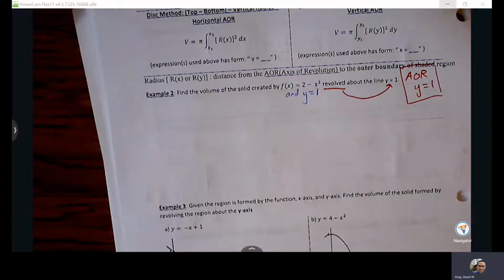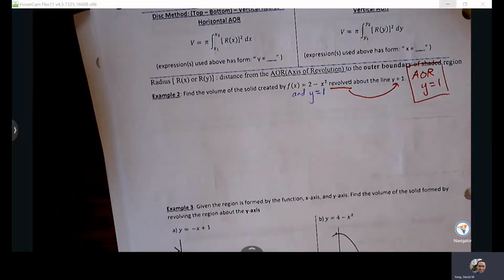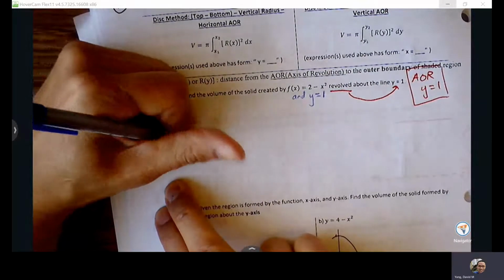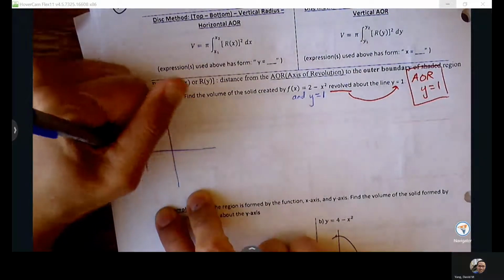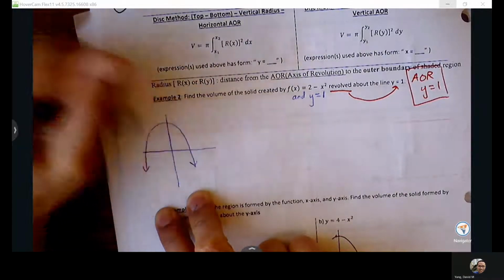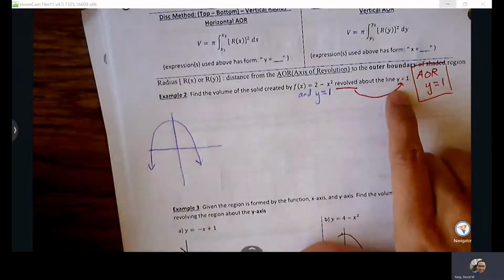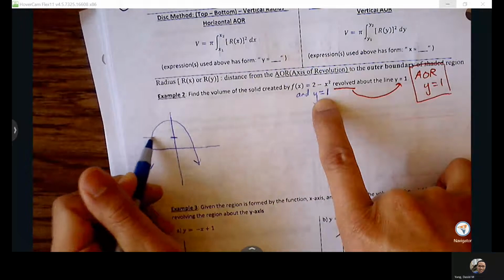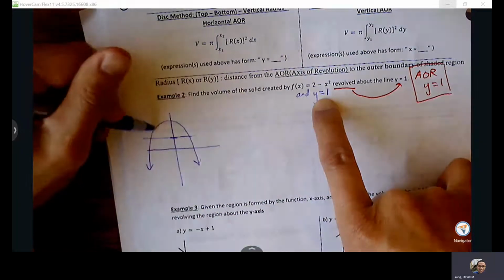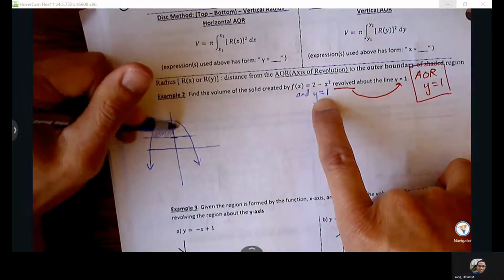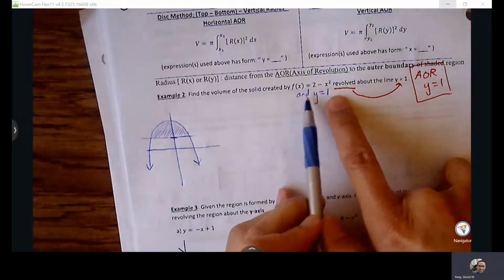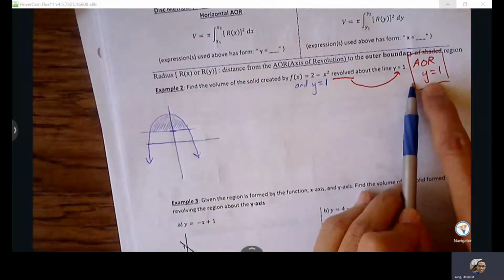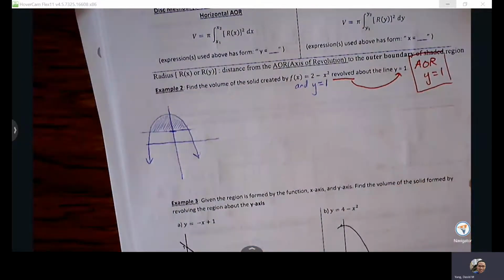Okay, let's draw the diagram first. Y equals 2 minus x squared. That's going to be a parabola that opens down with the y-intercept at 2. So we can just draw it free form here. And then there's also the line y equals 1. So we know y equals 1 is going to be somewhere here. There's my enclosed shaded region. Okay, we're going to take that shaded region and we're going to have to now add in the axis of revolution, which is also at y equals 1.